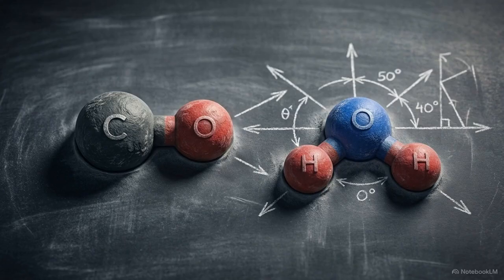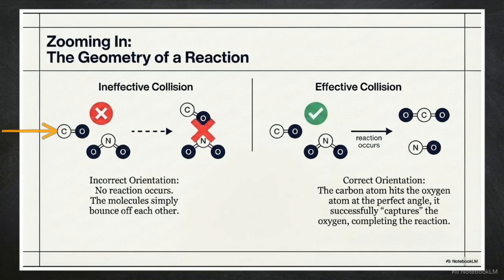We can observe these failure states by mapping the geometry required for carbon monoxide to react with nitrogen dioxide. In this illustration, an ineffective collision shows the carbon atoms striking at an incorrect angle. They simply bounce off each other. But with a correct trajectory, the carbon hits the oxygen at the precise angle to capture it, completing the reaction.